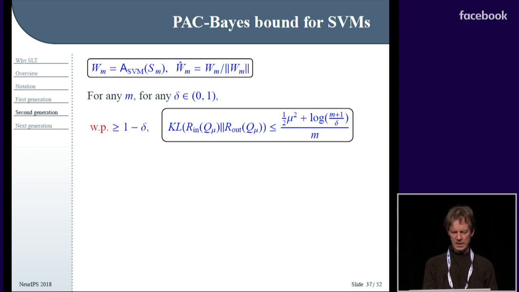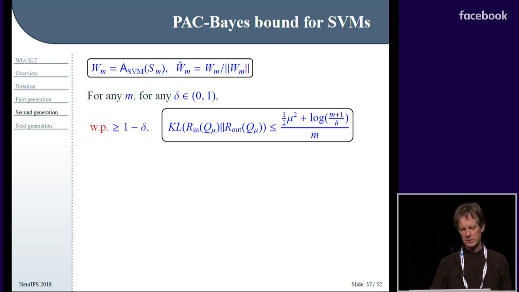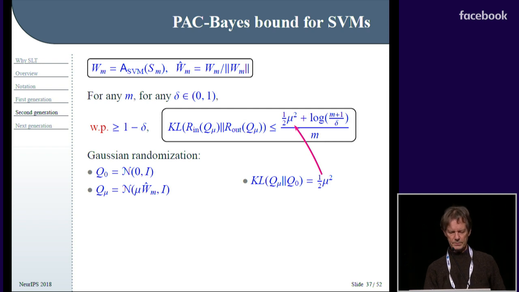Now, mu here, I haven't shown you what it is, but what we're doing is scaling that unit vector by mu. So we're scaling that up, and we're allowing that as a variable here for the time being. So this will hold for all mu, because mu will just be choosing our posterior distribution. The idea is that the prior here is chosen to be a Gaussian distribution at the origin with covariance equal to the identity. And the posterior is, as I said, mu times the unit vector output by the algorithm, so a scaling of the weight vector, again with unit variance.